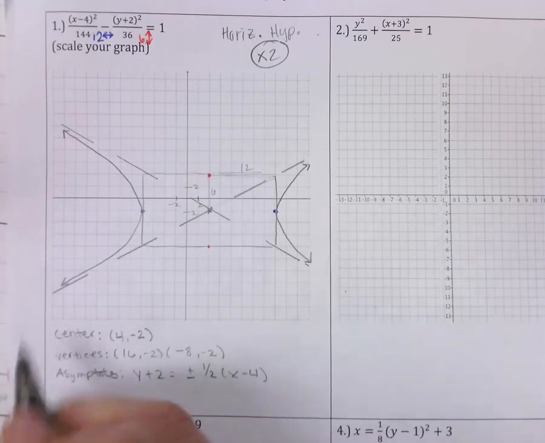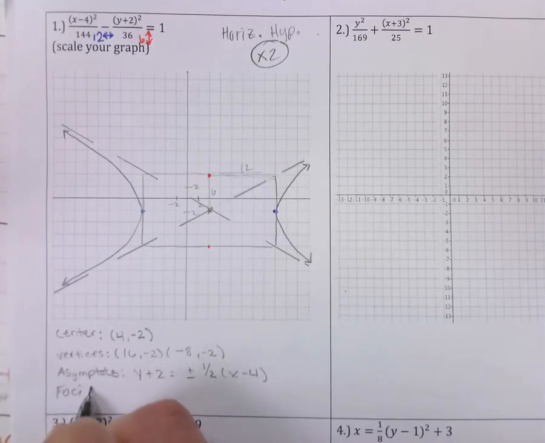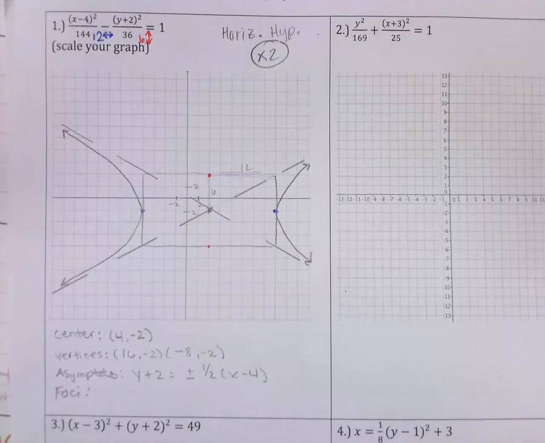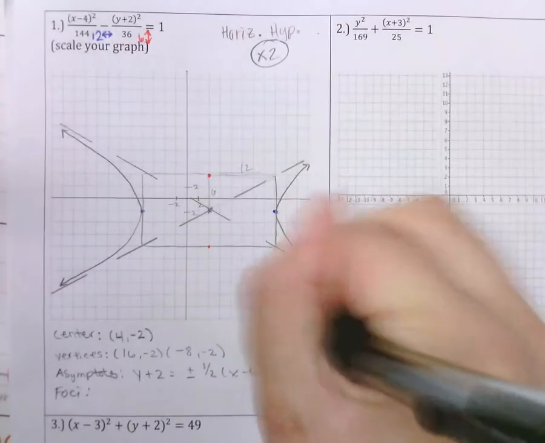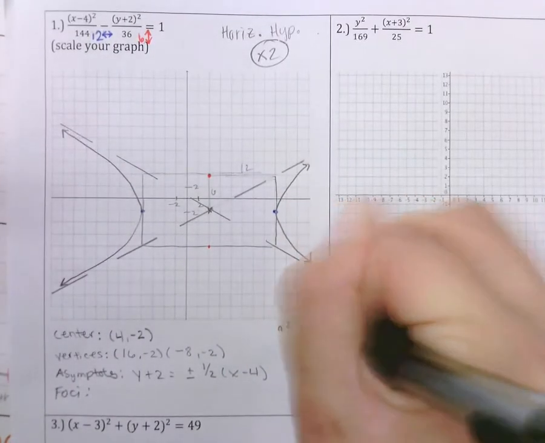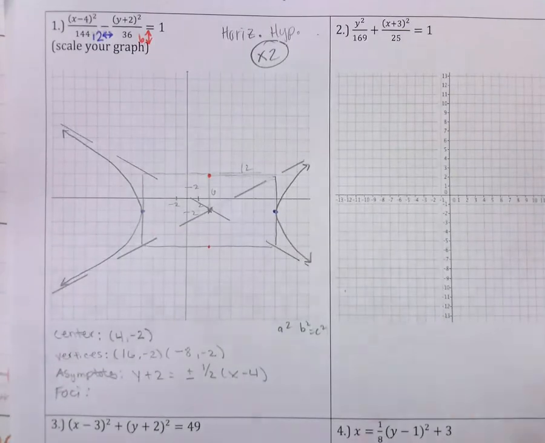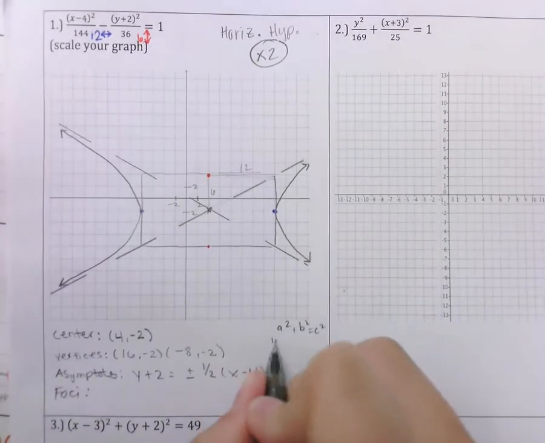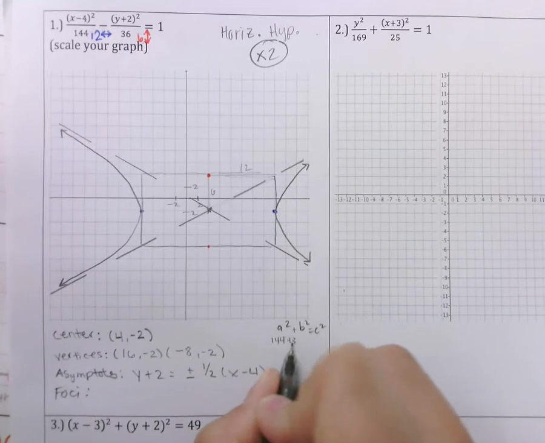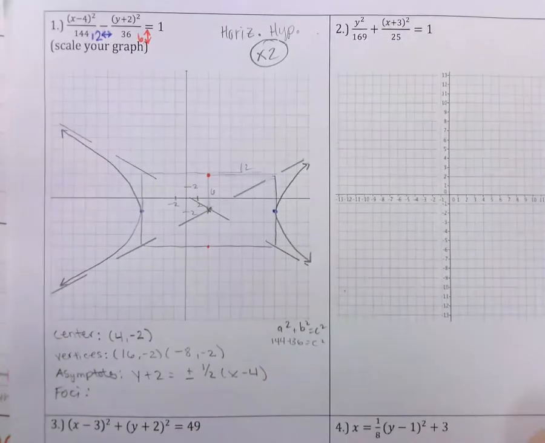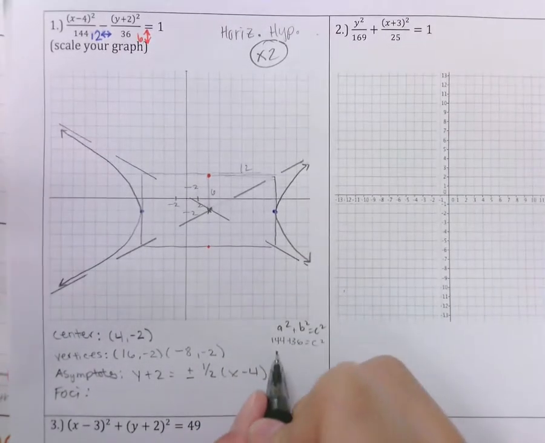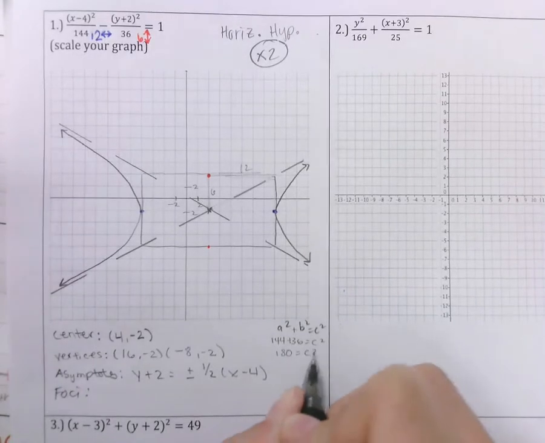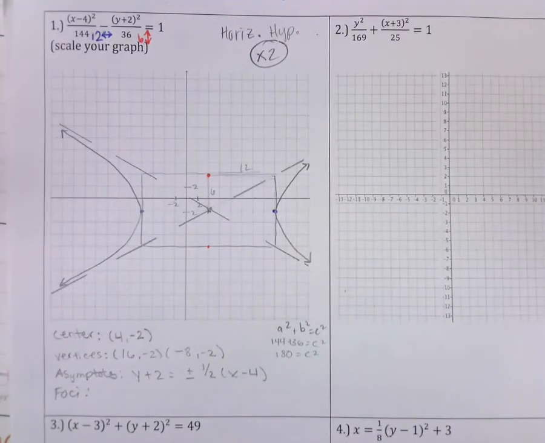Last thing. Alright. Foci. I hate foci. For foci, you're going to do a squared plus b squared equals c squared. This would be plus. So 144 plus 36 equals c squared. So that's going to be 180. So approximately where is 180?